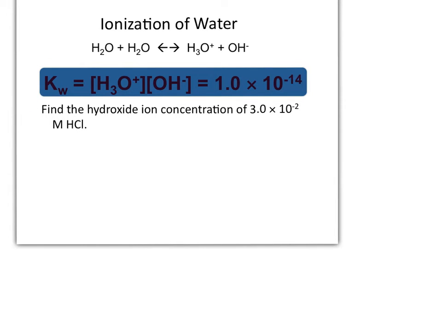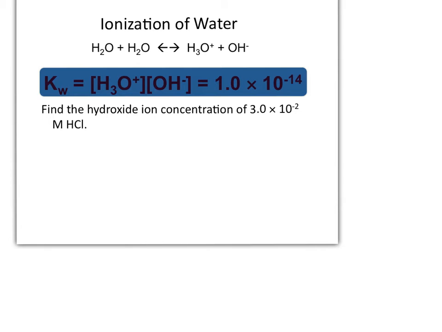Now Kw is a constant that's associated with the concentrations of both the hydronium and hydroxide ion produced during this autoionization process. The value of Kw is dependent upon the temperature. So 1.0 times 10 to the negative 14th is the Kw value for the autoionization of water at 25 degrees C. So one may ask, how is this equation helpful? Well, this equation will allow us to figure out our hydronium or our hydroxide ion concentrations at that specific temperature.